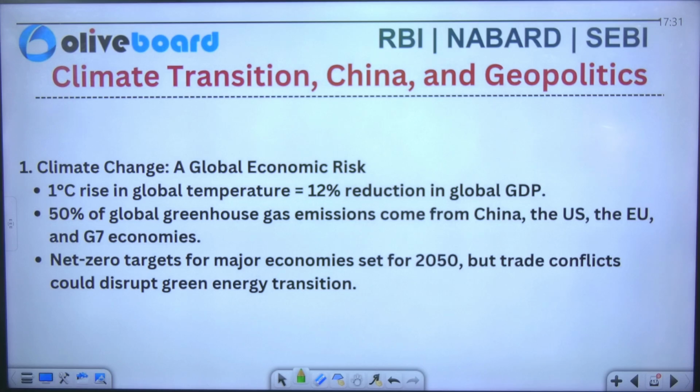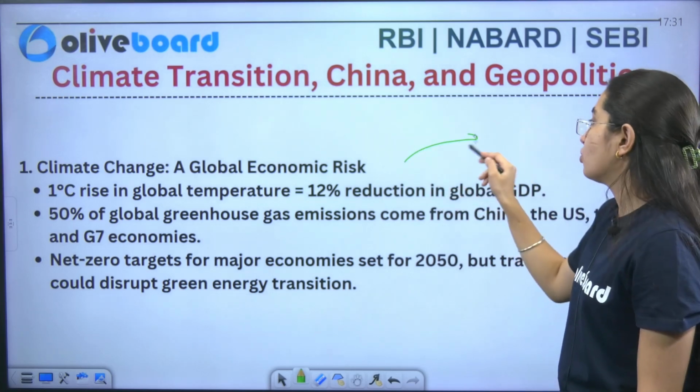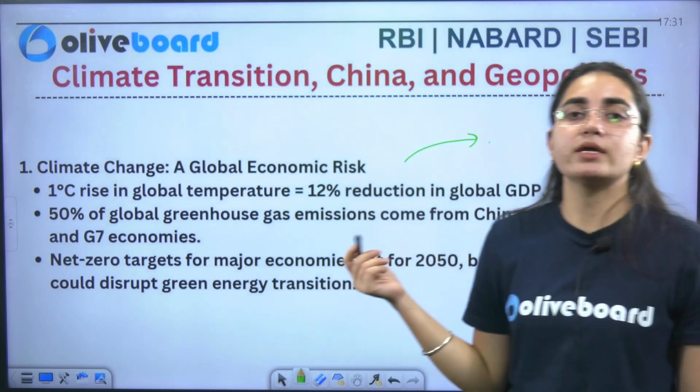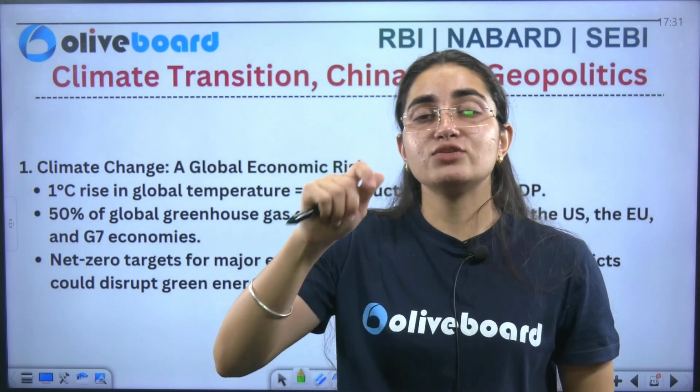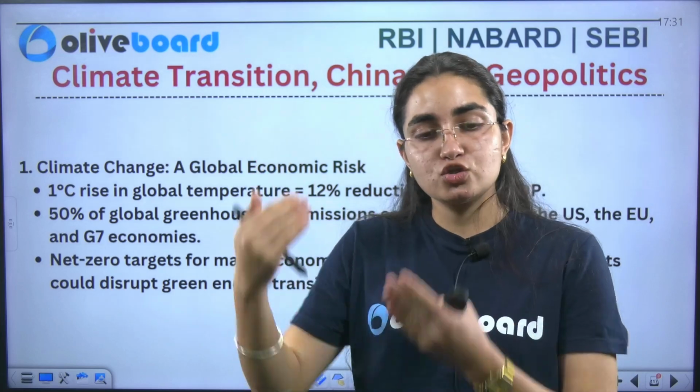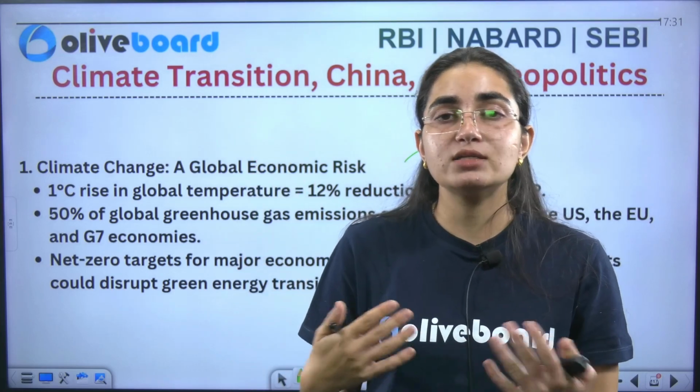Now we have climate transition, China and geopolitics. One, climate change, a global economic risk. We all know that we are continuously moving towards global warming, and because of global warming we are seeing a big change in our GDP. You can see here, if there is a 1% rise in temperature, that leads to a reduction of 10% of GDP, okay, so that is a big number.